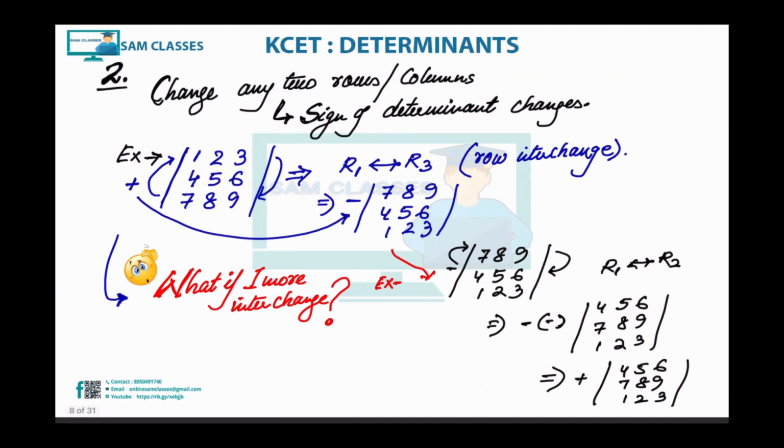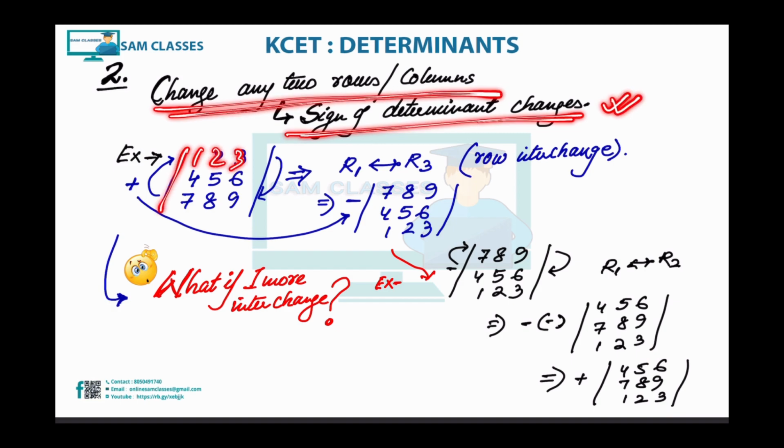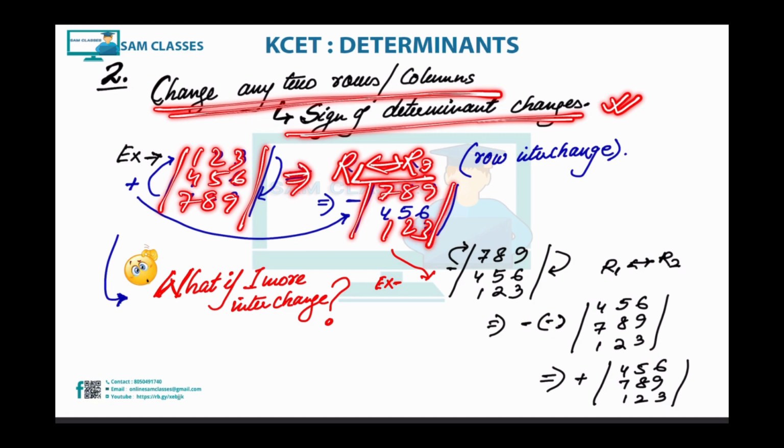So pretty simple. Okay. Coming to the second property, change any two rows or columns, student, you will get the sign changed. Okay. So let's say we have 1, 2, 3, 4, 5, 6 and 7, 8, 9. What we did is we interchanged row 1 with row 3, student. So 1, 2, 3 went down and 7, 8, 9 went up. So what will happen? A negative sign will come up. Okay. If we do one interchange, one negative.